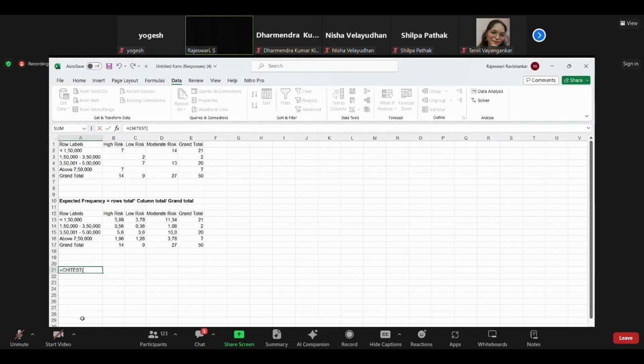It will ask for actual values as well as expected values. My actual value is this, and my expected value is this. Give okay. I will get this. So this is my chi-square value. This value I'll compare with my p value.